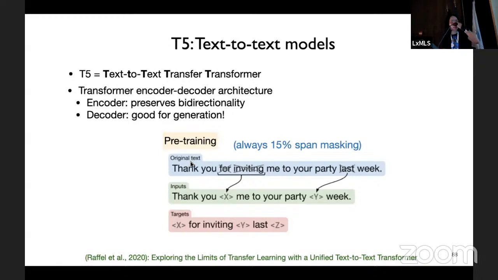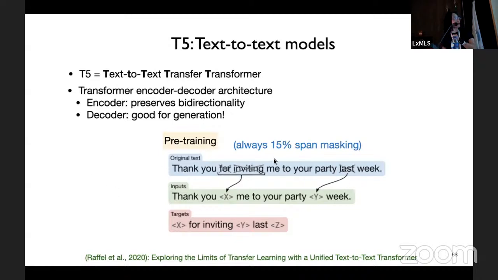The idea here is you take a segment of text from the raw, unlabeled corpus, for example, "thank you for inviting me to your party last week." And you are going to mask out 15% of words as BERT does. But actually they did span masking as in SpanBERT. So they always mask out 15% of words, but they do contiguous masking. They mask several spans of text, and in total there will be 15% of words.